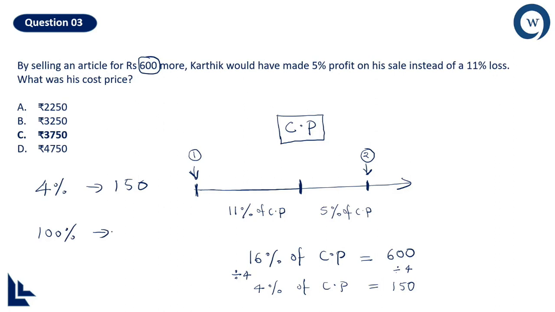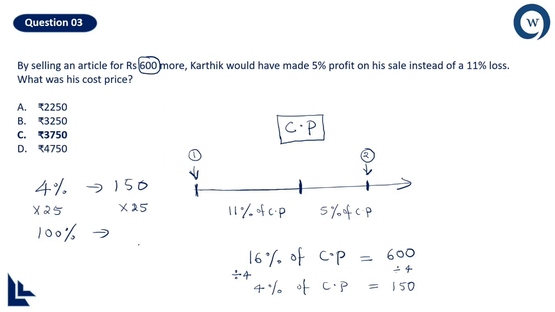If you are really fond of 100 into 150 divided by 4, you can do that, but I will do it like this. This is easier for me. 4 into 25 will give me 100. In that case, I need to do 150 into 25. How much is the answer?